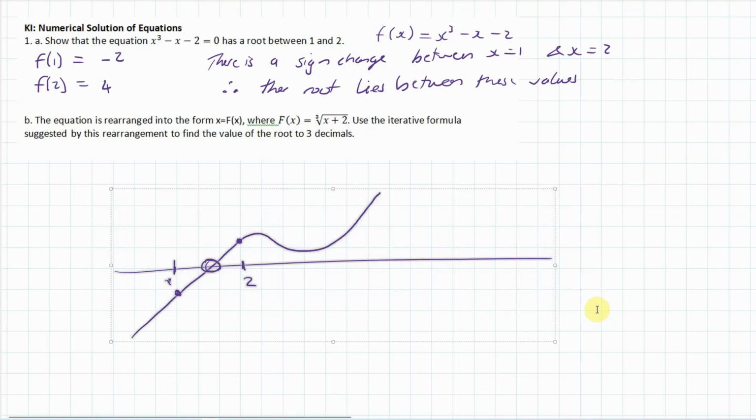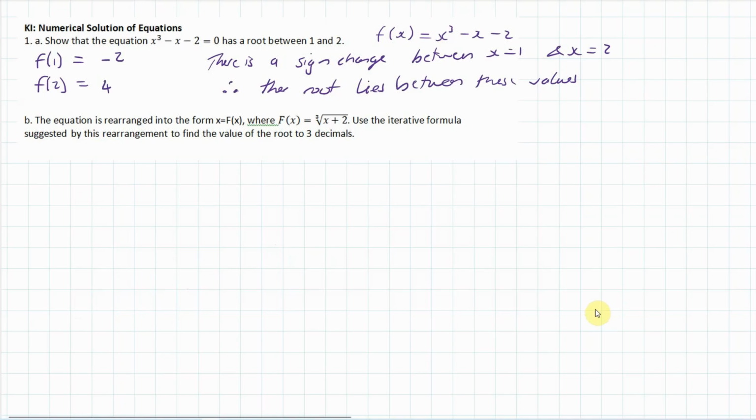Alright, let's move on. Now we can rearrange this formula in the form of x equals fx, where fx is blah blah blah. Use the iterative formula suggested by this rearrangement to find the value to 3 decimal places. So what I'm going to do here is I'm going to say x1 is equal to 1.5, and I'm going to pop that in my calculator and press equals. So 1.5 equals, and that's now stored as my answer. And then I'm going to type into my calculator cube root ans plus 2, and then I just press equals equals equals to get all of my values.